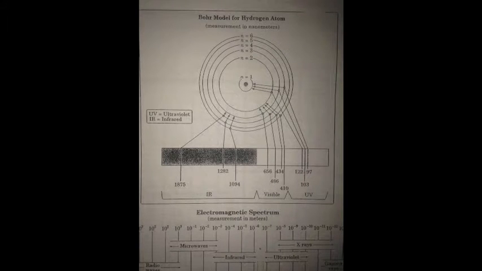As you can see in this model of the hydrogen atom, when an electron falls from the fourth energy level to the first, radiation in the UV zone is being given off. You can also see that if an electron falls from the sixth energy level to the third level, radiation with a wavelength of 1094 nanometers is being given off.